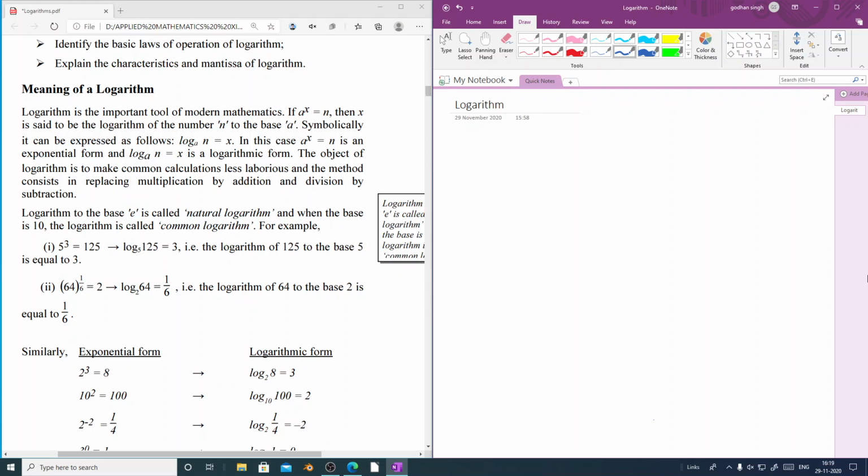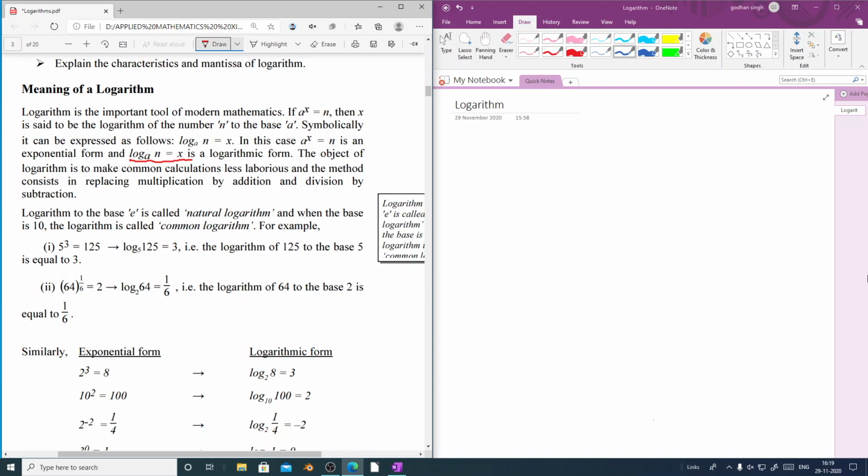Logarithm is an important tool of modern mathematics. If a raised to x equals n, then x is said to be the logarithm of the number n to the base a. Symbolically, it can be expressed as follows: log n with base a equals x. In this case, a raised to x equals n is the exponential form, and log n with base a equals x is the logarithmic form.